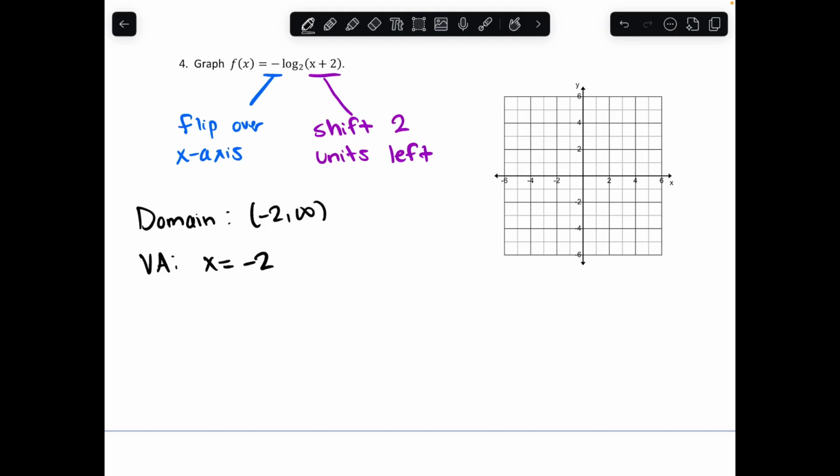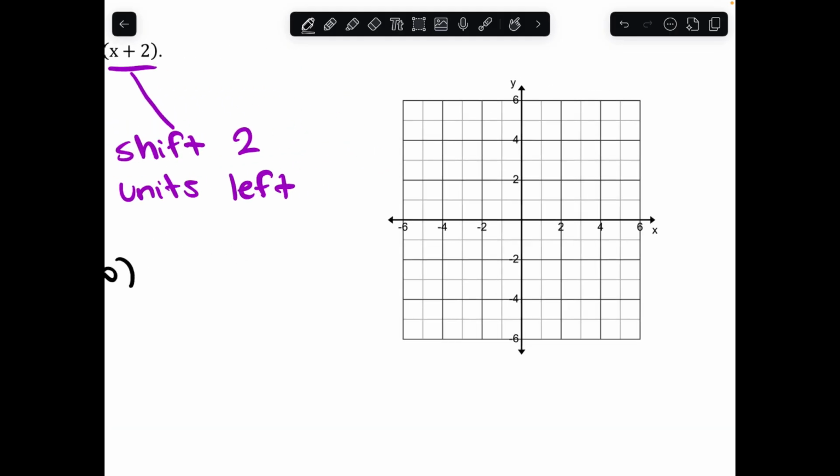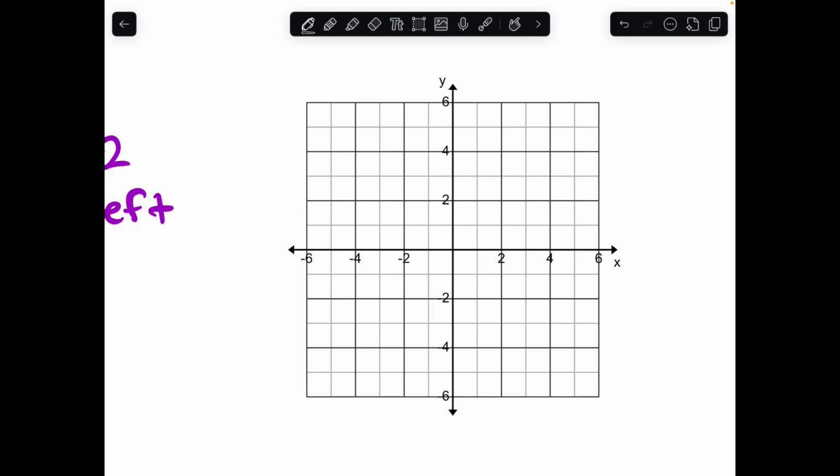With this, let's go ahead and start graphing. As always, let's go ahead and put our original points on for reference. Now, the first thing that we're doing is we're flipping over the x-axis. So, we will get these points right here. Then, we're going to shift these 2 units to the left. And so, we're going to get these points over here.